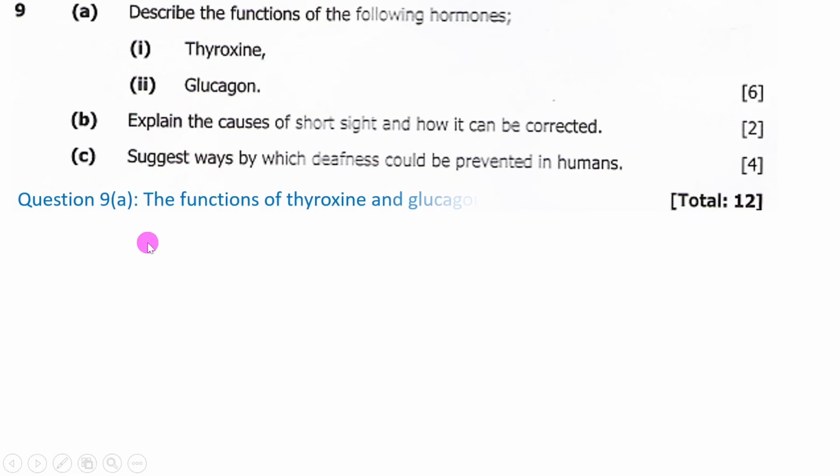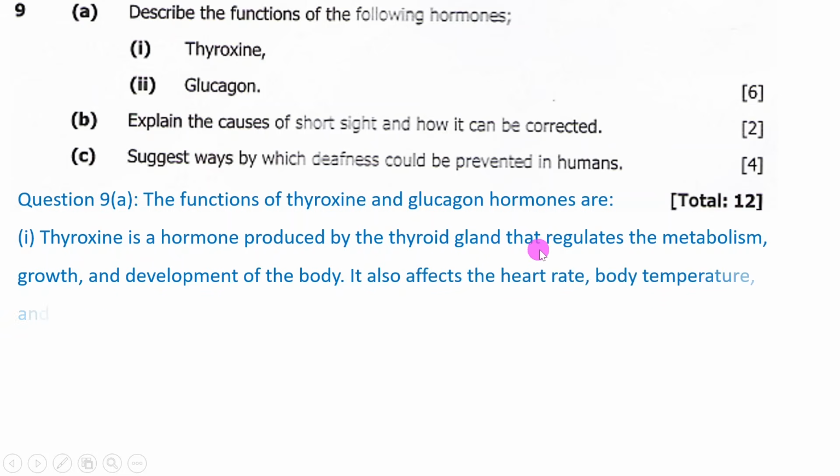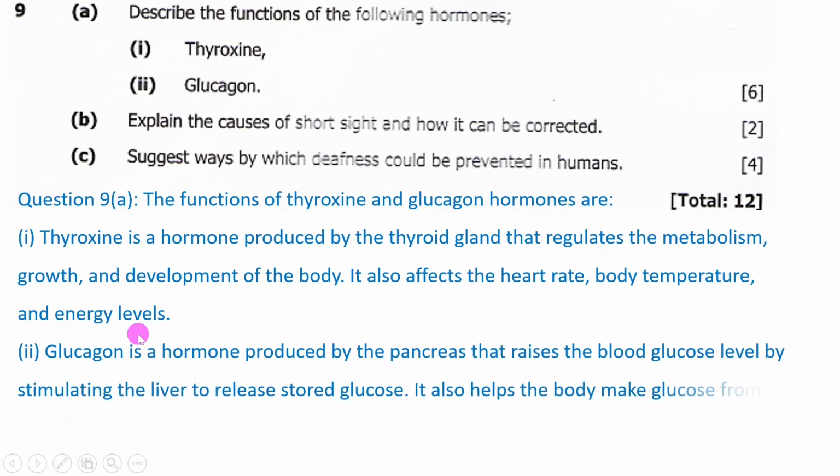Here we are talking of functions. So the functions of thyroxine and glucagon hormones are, one, we are saying thyroxine is a hormone produced by the thyroid gland that regulates the metabolism, growth, and the development of the body. It also affects the heart rate, body temperature, and energy levels.